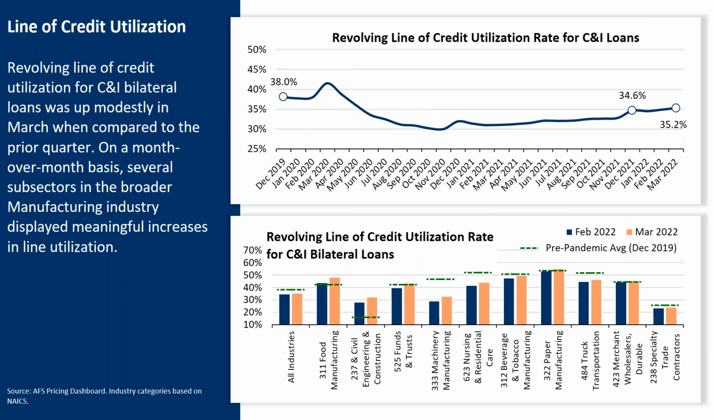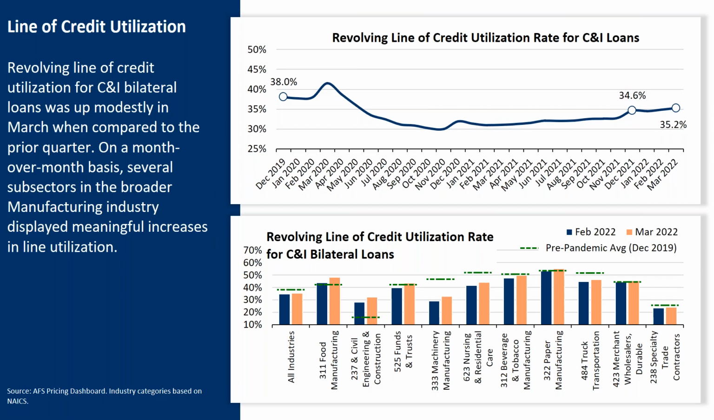The top chart shows a trend for bilateral line utilization, and you can see a continued slow uptick in utilization in the first quarter, going from 34.6% at the end of December to 35.2% at the end of March. In the bottom chart, we're showing some of the industries with the largest movement in line utilization. The most pronounced increase is in 311 food manufacturing, which just crossed over the pre-pandemic average noted by the dashed line.